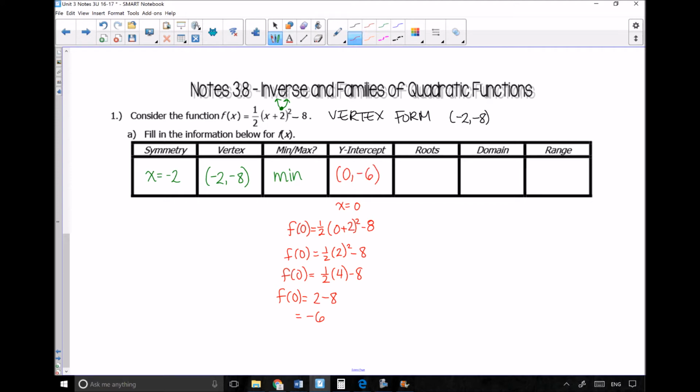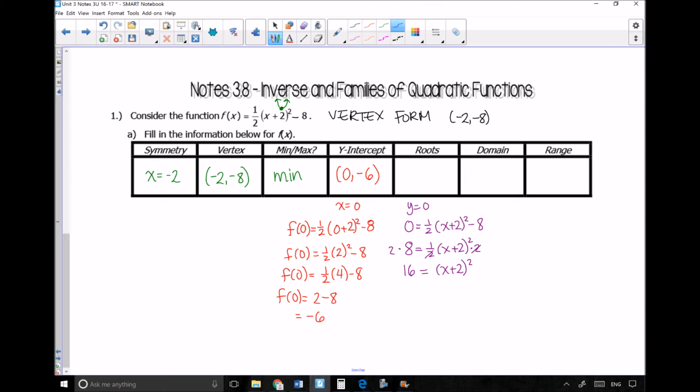Okay, now my roots happen when y equals 0. So every time I see a y, or here f of x, I'm going to replace it with 0. So I'm going to say 0 equals 1/2 times (x plus 2) quantity squared minus 8. Now, in order to solve for x, I'm going to get rid of this minus 8 first. So I'm going to add 8 to both sides. So I get 8 equals 1/2 times (x plus 2) quantity squared. Okay, then I'm going to multiply both sides by 2, because when I multiply by 2 here, these 2's cancel out. So I end up getting 16 equals (x plus 2) quantity squared.